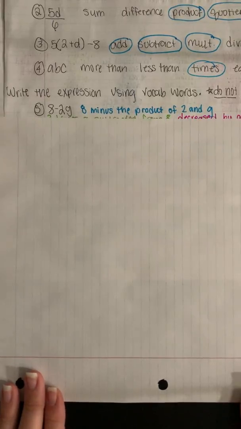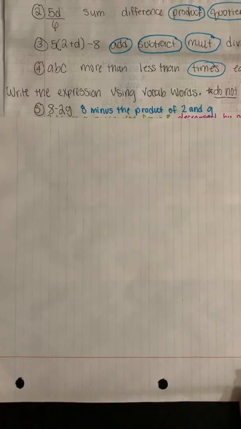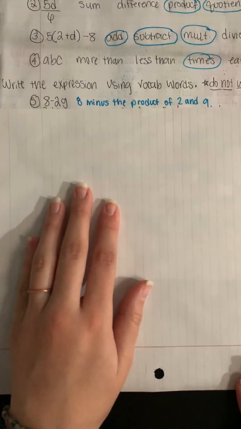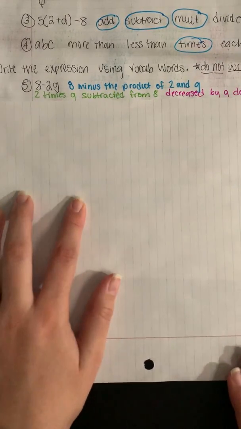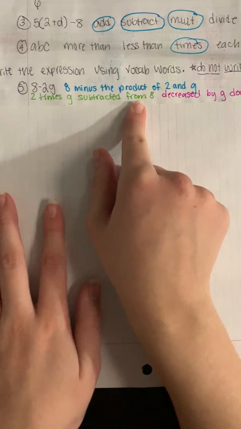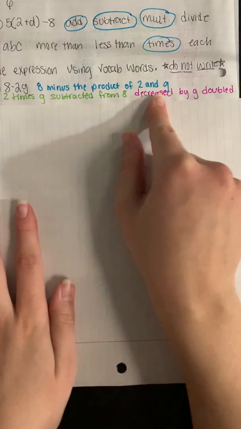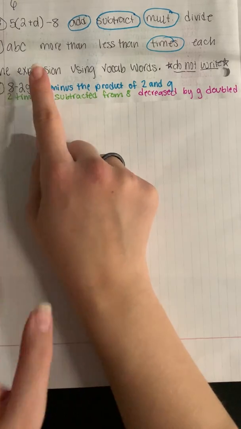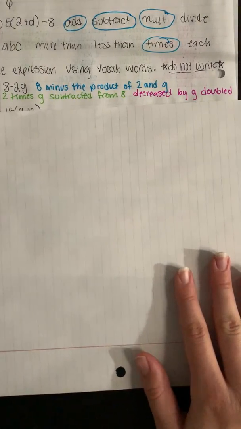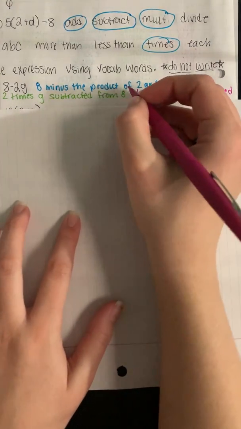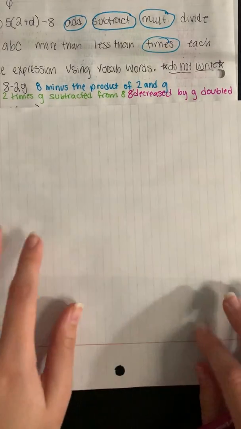We'll start with 8 minus 2g. So you can write this one a few different ways. I wrote in blue 8 minus the product of 2 and g, but you could also write 2 times g subtracted from 8, and you could also write decreased by g doubled. So here's g doubled. We would have 8. There we go. 8 decreased by g doubled.